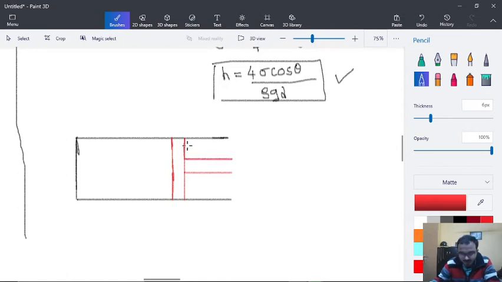So this is the initial condition of the piston cylinder. Initially the volume here is, let's say, V.